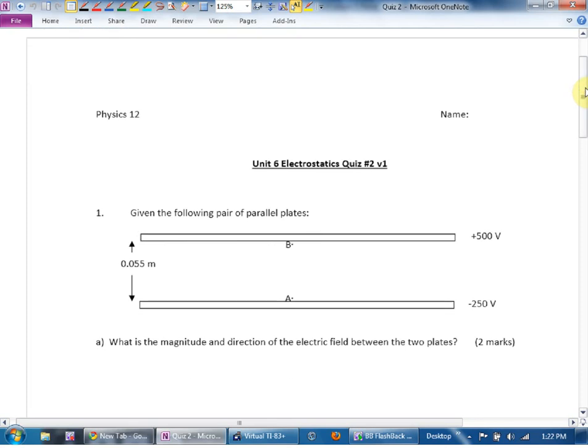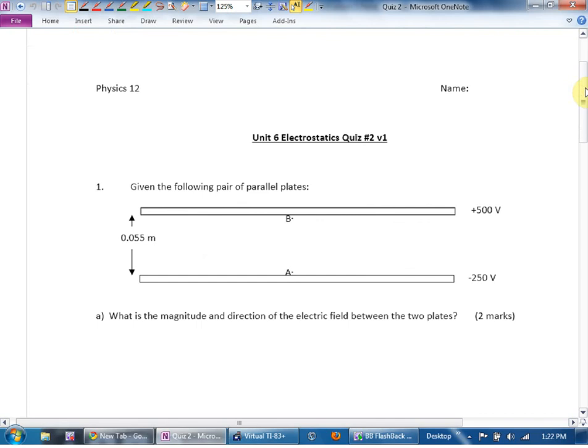Number one, first of all, it wants the magnitude and the direction of the electric field. Quiet, please. The electric field between parallel plates is equal to the change in voltage divided by how far apart the plates are. The change in voltage is not 500, it's 750. The distance between the plates is 0.055.